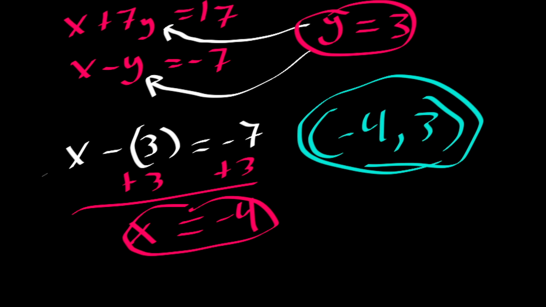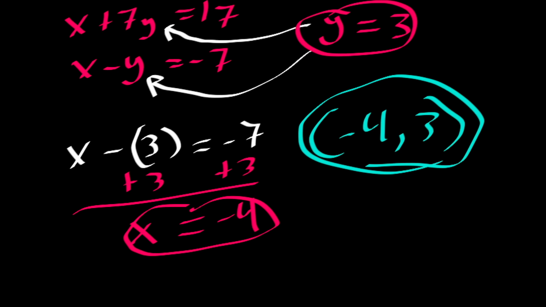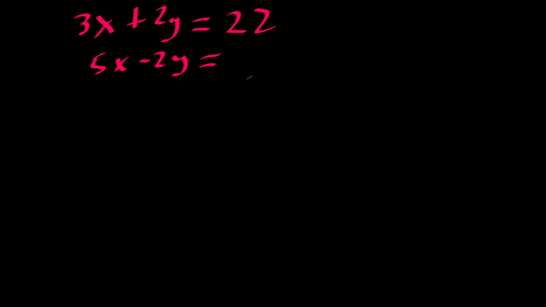Now, let's look at another one real quick just so you can see it. Actually, we may look at a couple more. 3x plus 2y equals 22. And then we have 5x minus 2y equals 42. So now, let's first make sure we have everything lined up, which it is. X's are over x's, y's are over y's, number over number.